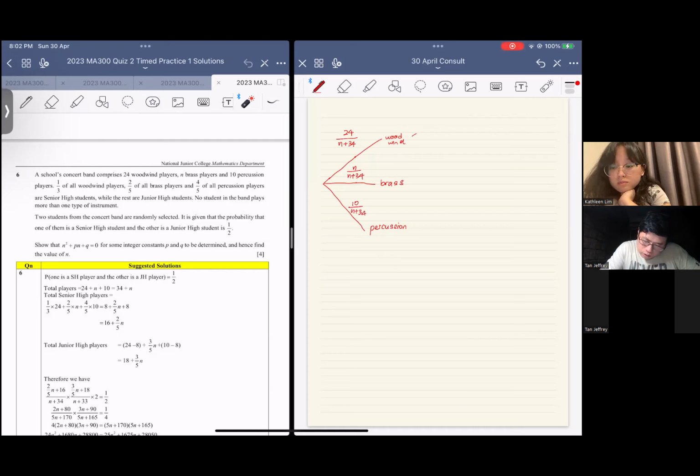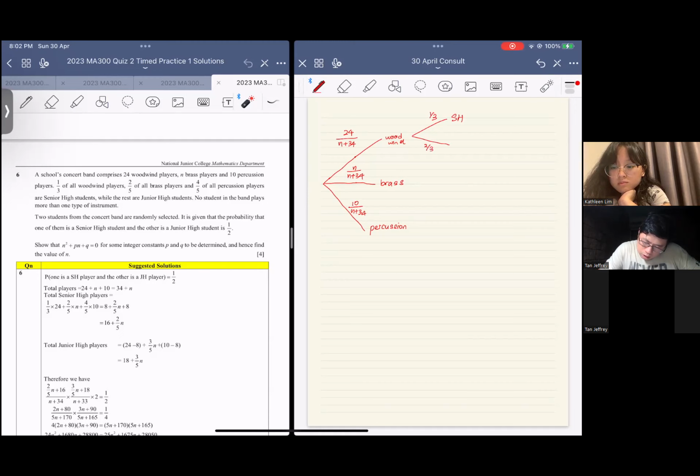Followed by woodwind, 1/3 will be SH and 2/3 will be JH. For the brass, 2 over 5 will be SH and 3 over 5 will be JH.